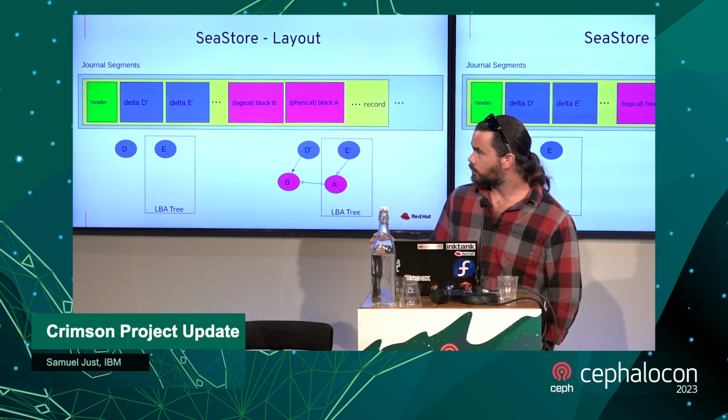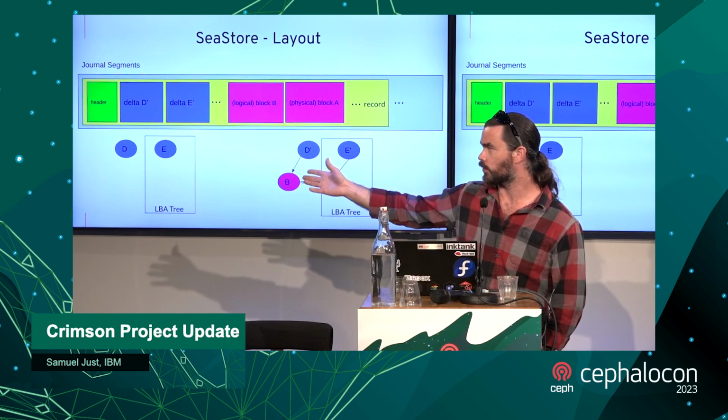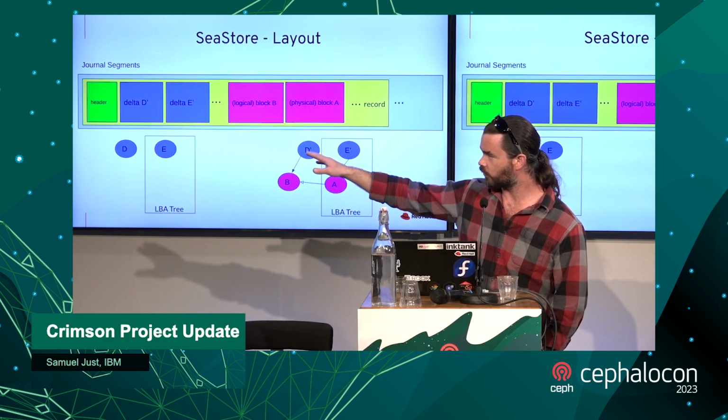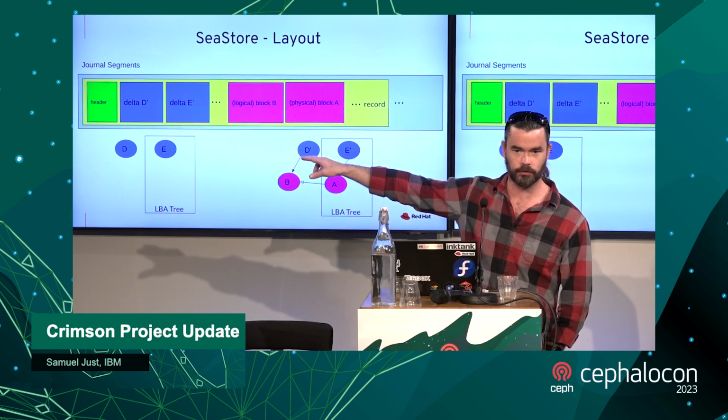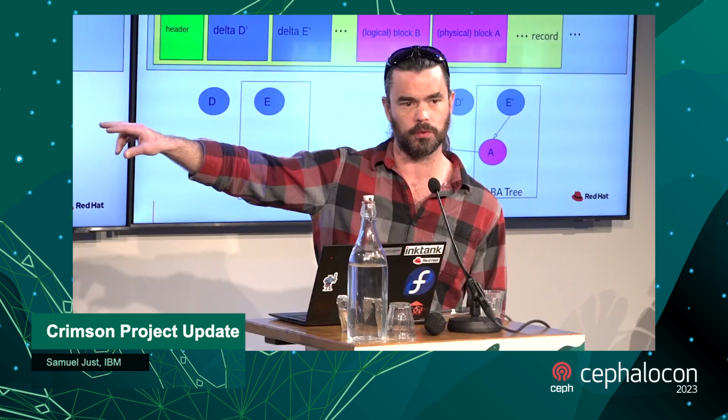So pretty much everything we write to SeaStore looks like this. There's a journal segment with a header, a set of deltas, which are logical changes to the extent.